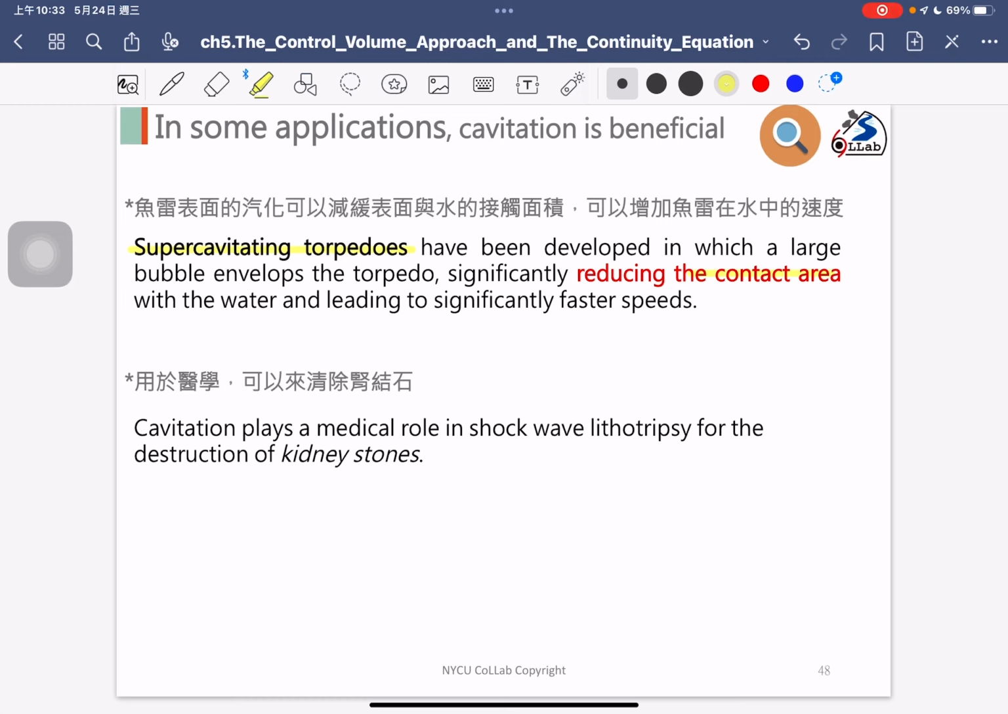That indicates cavitation can reduce the contact area, so the torpedoes can speed up and have higher velocity, because if the contact area increases, the drag force will increase also. So if cavitation can reduce the contact area, the drag force can decrease, and then the torpedoes can have faster speed. And also cavitation can produce a shock wave, and the shock wave can kill kidney stones.